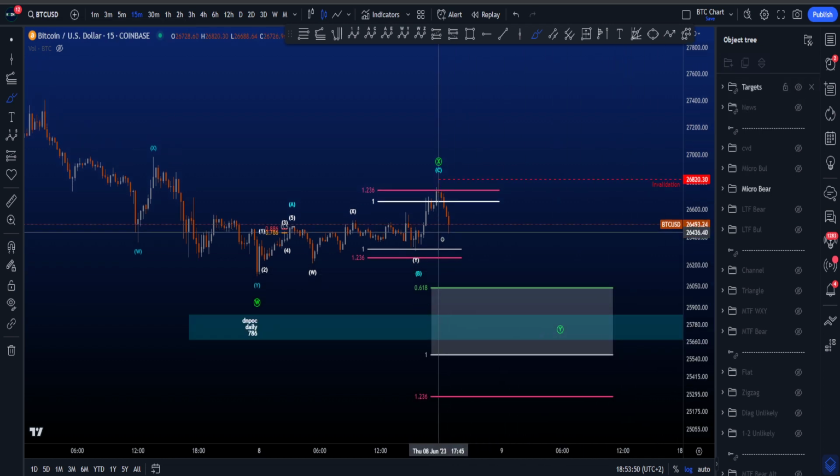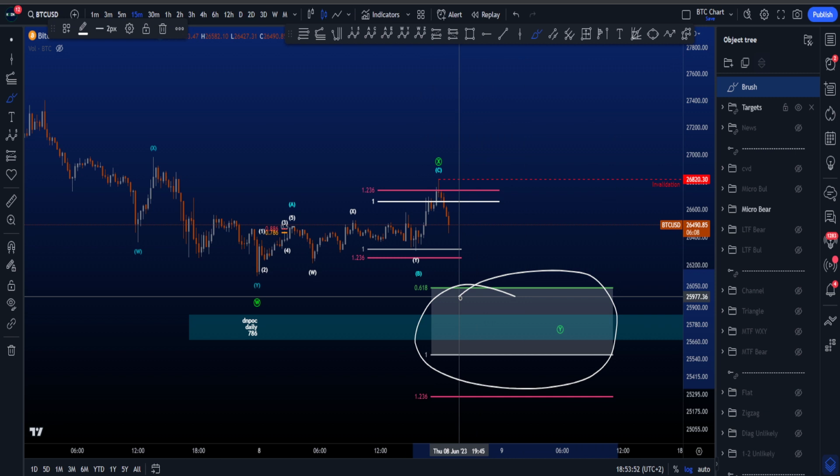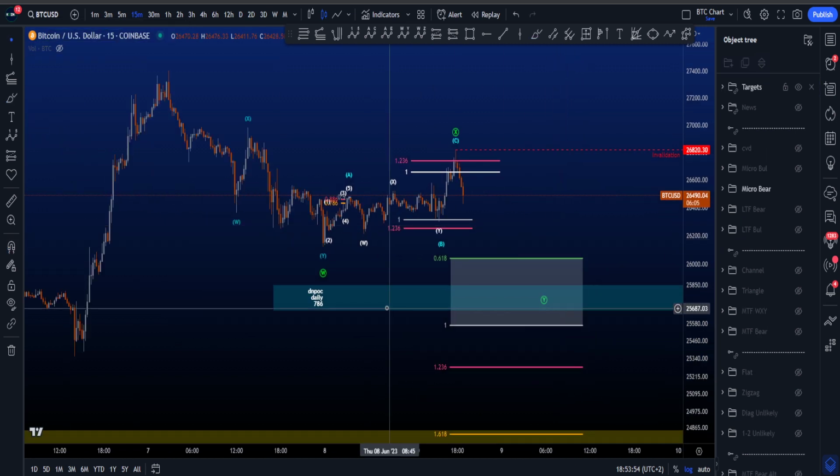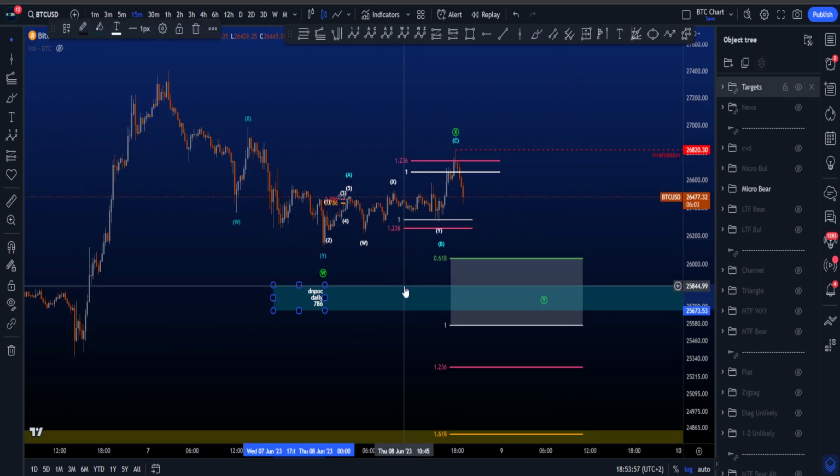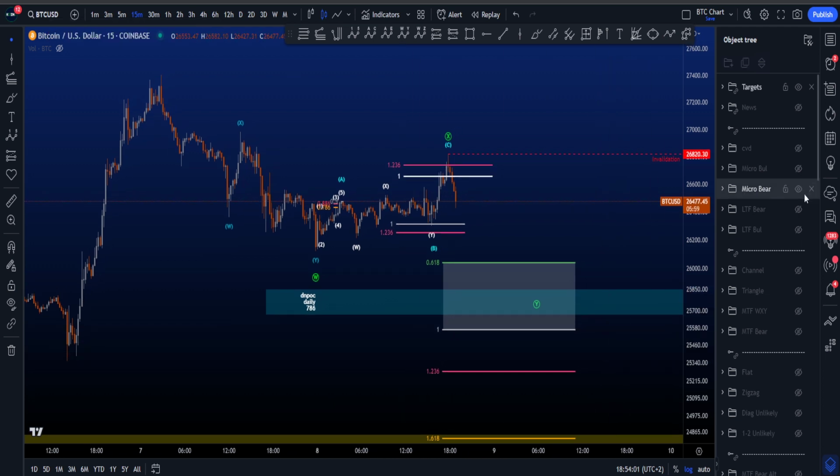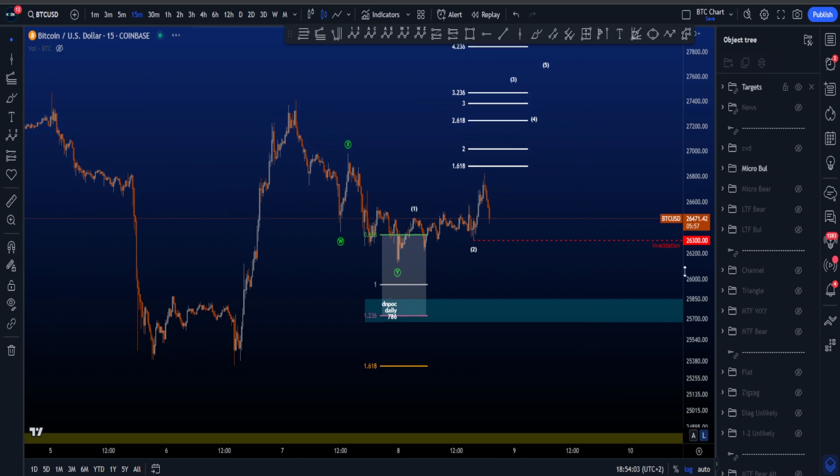But if price is continuing to the downside, then this area once again is going to be a very, very interesting area, with the blue target area being the main area of support between that 25.6, 25.9K. In the bullish scenario, the low is already in.